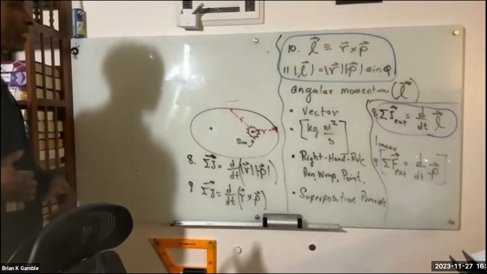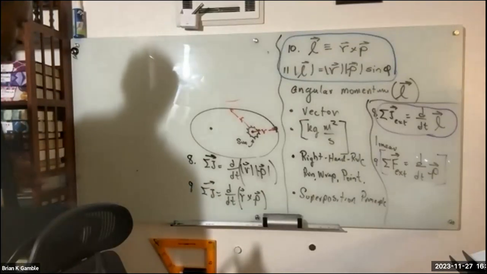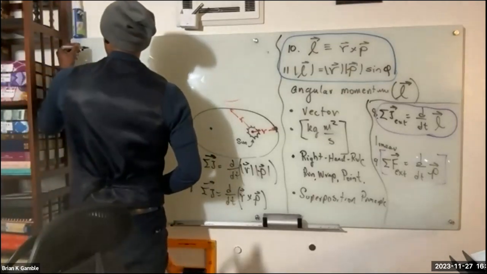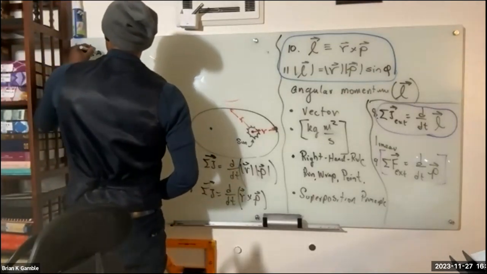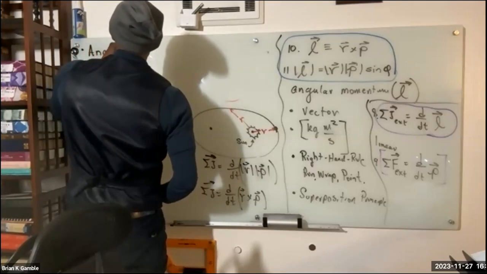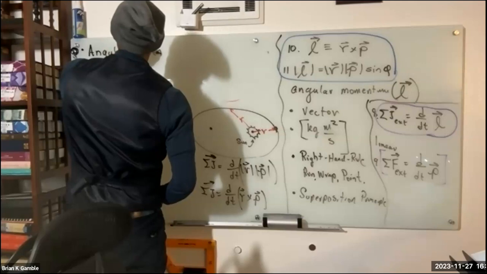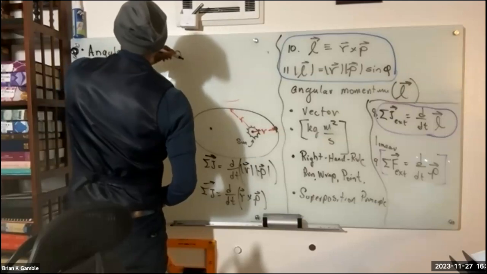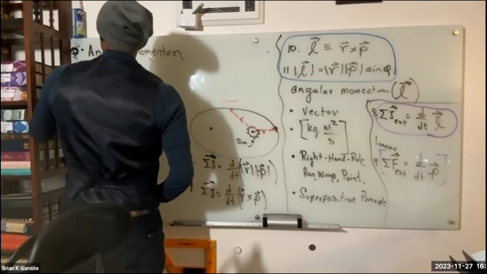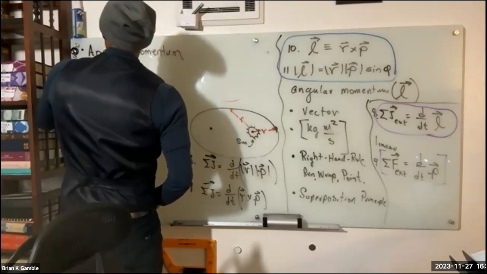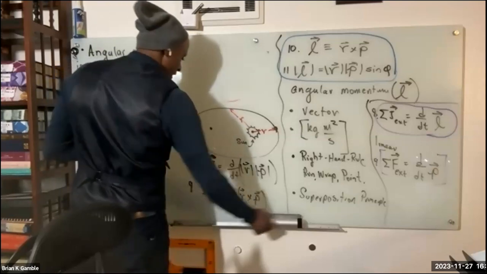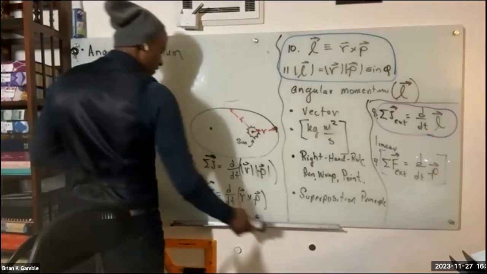So the criterion for angular momentum being conserved is that the net external torque on the system is zero. So angular momentum is conserved only when the net external torque on the system is zero.